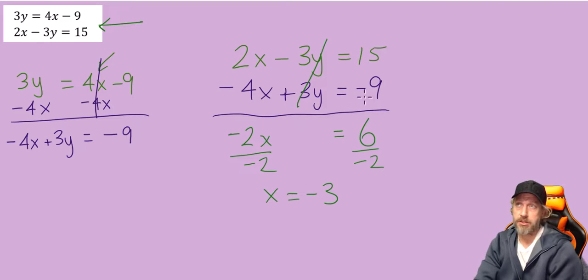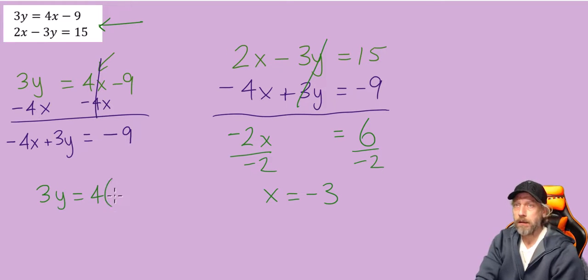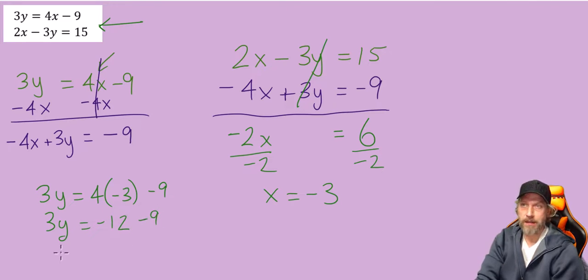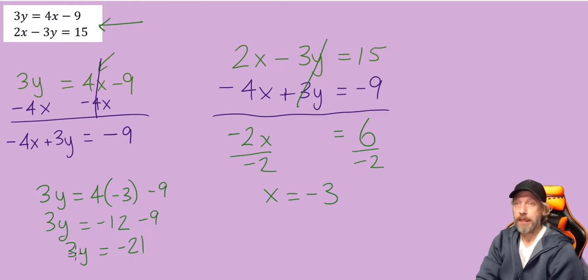So it's tempting to just, should I plug back into where I had them here? And I would say, no, go all the way back to the beginning to plug in, to substitute. So we had 3y equals 4x minus 9. We'll do 4 times negative 3 minus 9. That's 3y equals negative 12 minus 9. 3y equals negative 21. And then we divide by 3, and we've got y equals negative 7.